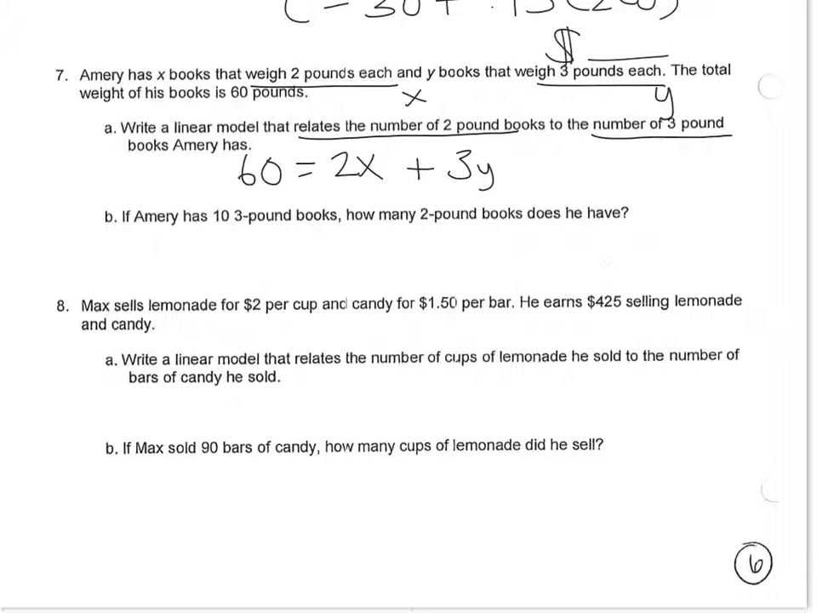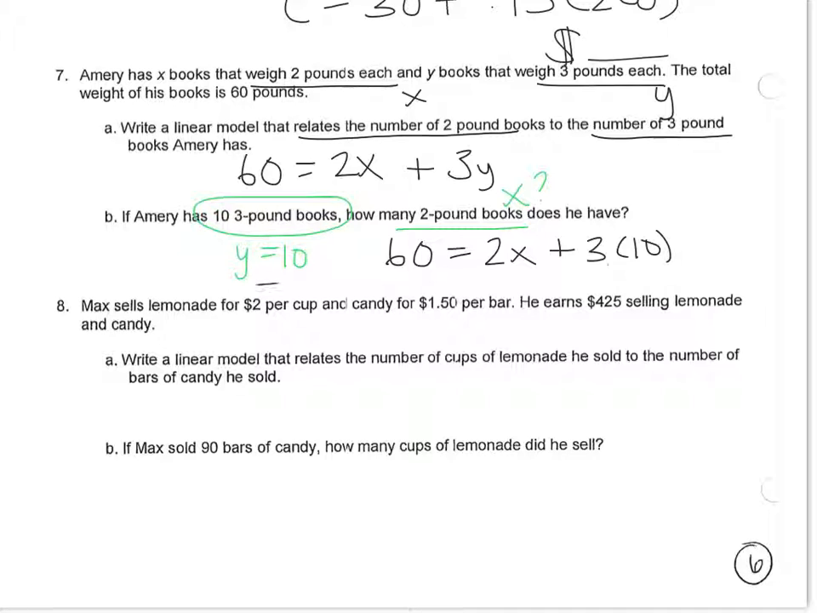So B is, if Amory has 10 3-pound books, we're going to let Y be 10. How many 2-pound books does he have? So solve for X. I'm going to do 60 equals 2X plus 3 times 10, because Y is 10, and solve for X.